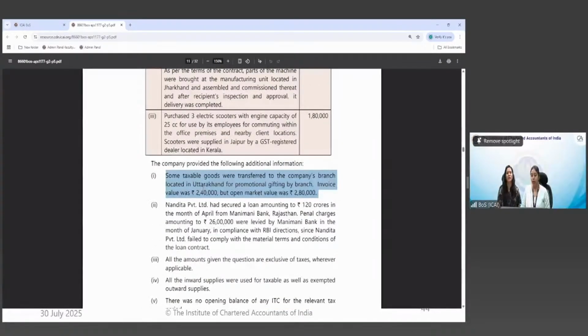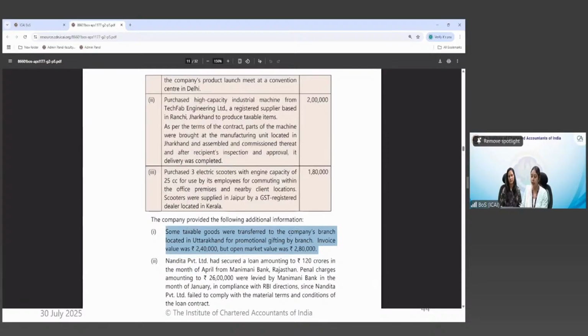Yes, circular number 2. So this is an inward supply. Now when you take the secured loan penal interest, you will show it under the input tax table, and the amount transferred to the company's branch office in Uttarakhand, you will take in the outward supply. Its presentation will change. Then comes the next, and we'll come back to the input services.